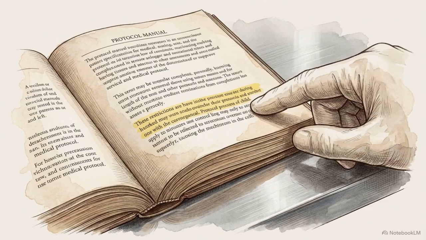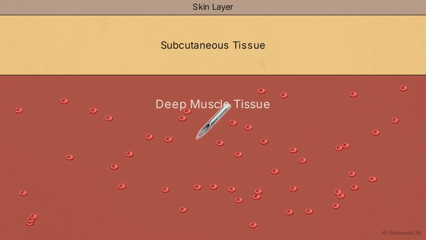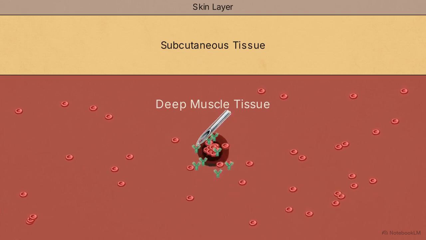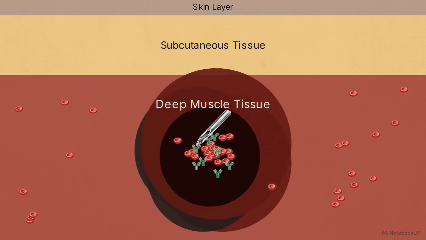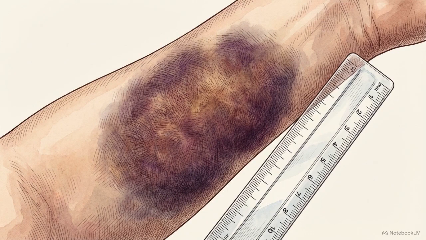There is one non-negotiable rule: heparin must never be given intramuscularly. Muscle tissue is highly vascular. Combining that blood supply with a needle puncture and rapid chemical anticoagulation results in a severe pooling hematoma. The strict no IM and no massage rules exist as physical necessities to prevent tissue destruction and internal bleeding.